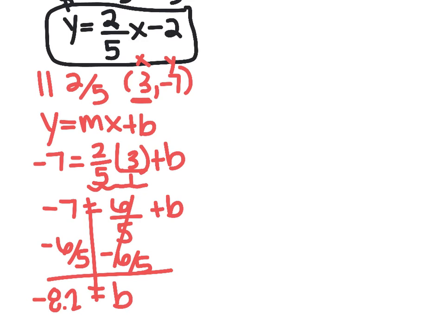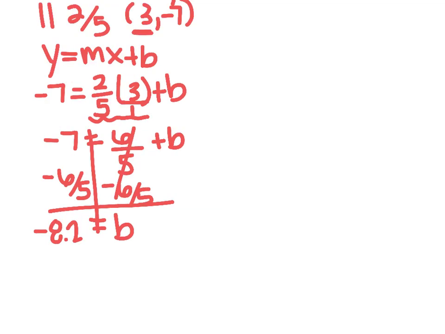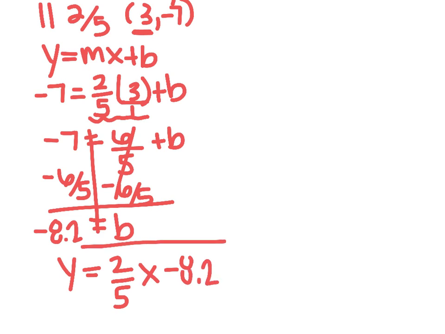Okay, so that means the parallel line would be y equals 2/5, that would be your slope, x minus 8.2. So this in red is parallel to the original line.